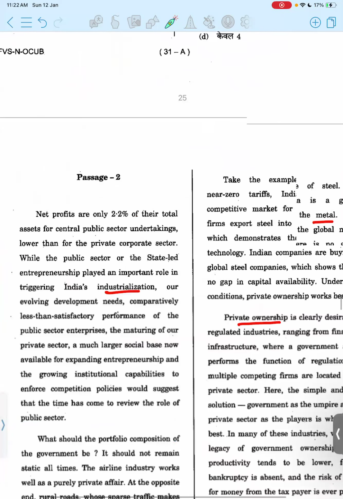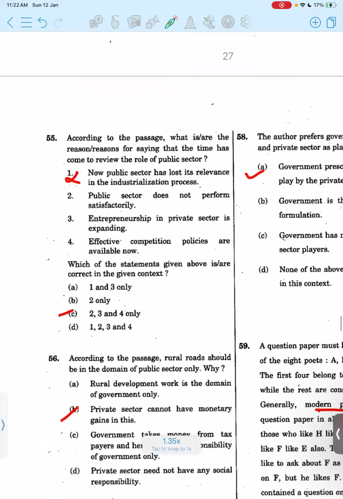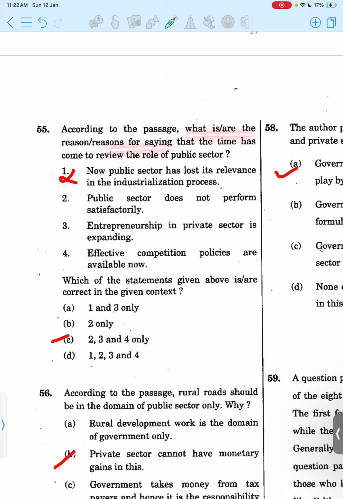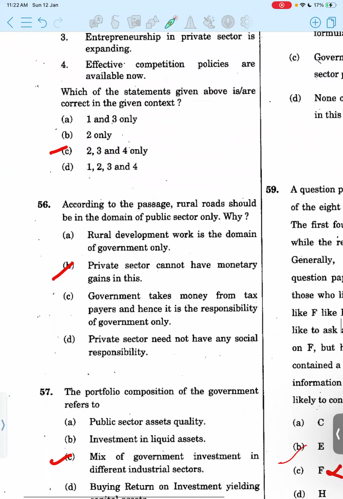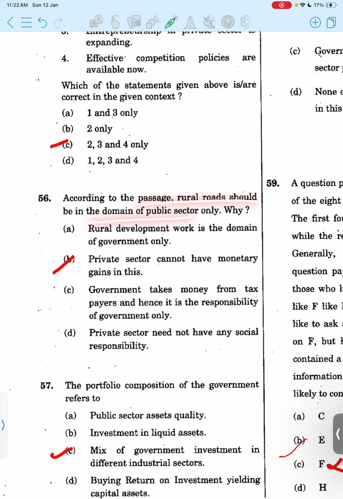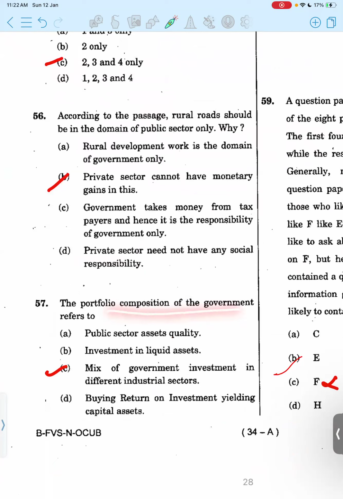Then another passage, the lengthier one. So we have questions on this. What are the reasons? So amongst all these, I believe 2, 3, and 4. Option C. Then here, rural roads should be the domain of the public sector only because the private sector cannot have monetary gains in this. Option B. In portfolio, composition of the government refers to the mix of government investment in different industrial sectors. Option C.